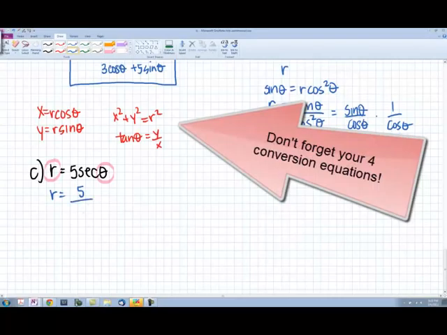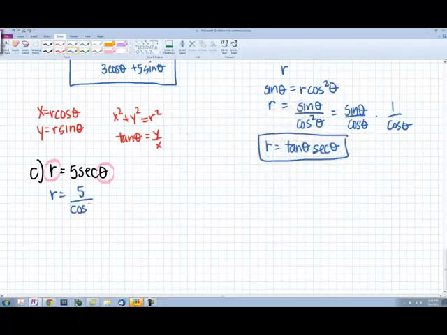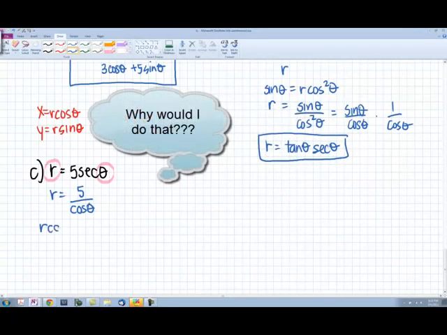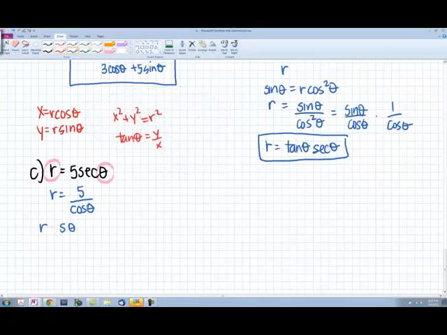So in this case, I'm going to write secant theta as 1 over cosine theta. Then I can multiply both sides by cosine theta, which is going to give me something really useful on the left-hand side. r cosine theta can be replaced with an x. So this is an equation for a vertical line, x equals 5.